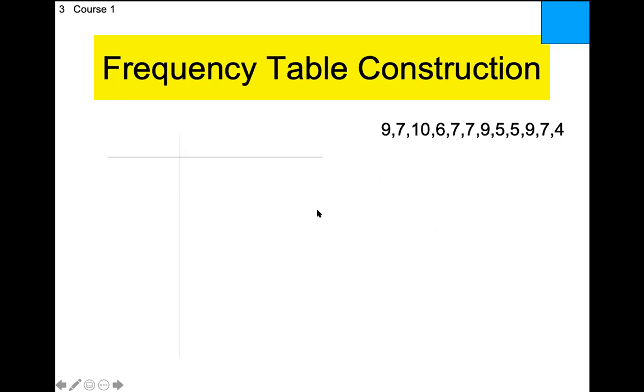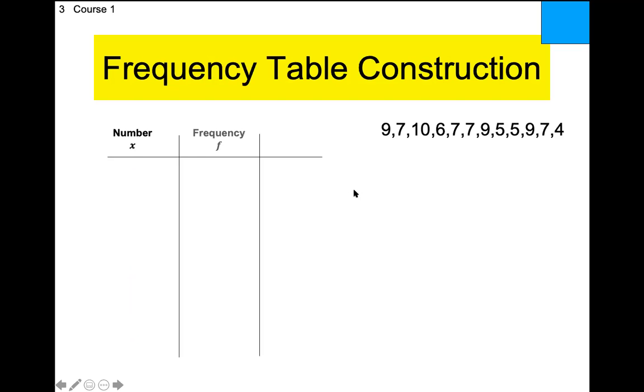All right, so we make those columns, we make those rows. The first column are our numbers. So here's the issue. You need to look at your data set and find the smallest and the biggest number. Our smallest number is 4, and our biggest number is 10. So our numbers that go right here need to go from 4 to 10. Okay, everybody see what I did there?